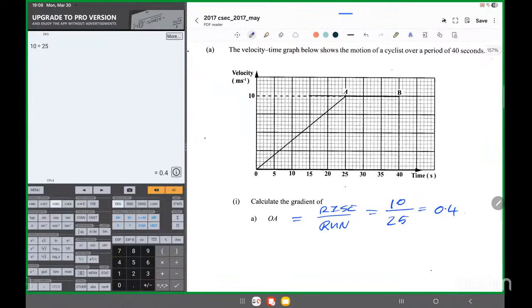Okay, you know it's acceleration. So you have to write meters per second squared. Alright? The gradient is acceleration, so you have to write the unit, meters per second squared.